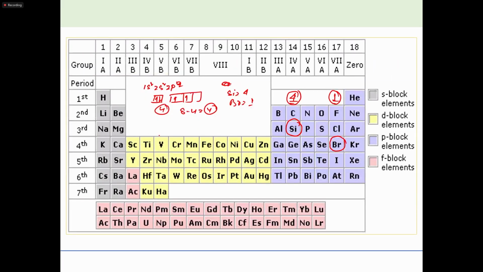Similarly, if you see this aluminium and the sulfur, again if you go here, where is the aluminium? This is the aluminium here, and this is the sulfur here. Now this aluminium, what will be the valency? The number of valence electrons will be 3. Now the sulfur, what will be the valence? It will be valence electrons equal to 6, so it is 2.